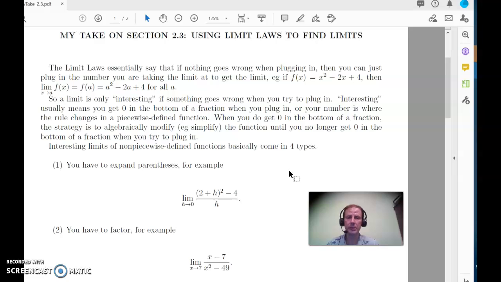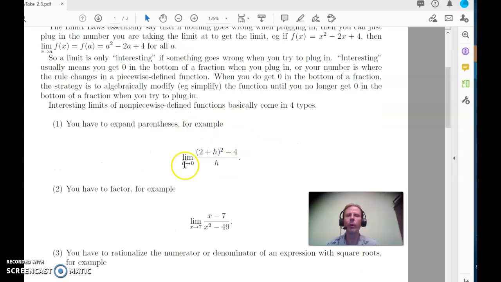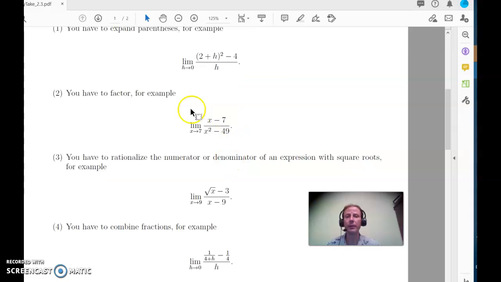We are primarily going to be interested in solving limits where you get 0 in the bottom when you just try to plug in. These types of limits are going to come in just a few categories. For example, one class is where you're going to have to expand parentheses. For example, the limit as h goes to 0 of the quantity of 2 plus h squared minus 4 over h. Another type of limit is where you're going to have to factor. In order to solve the limit as x goes to 7 of x minus 7 divided by x squared minus 49, you're going to have to factor the bottom and hopefully get an x minus 7 to cancel out so you no longer get 0 in the bottom when you plug in.